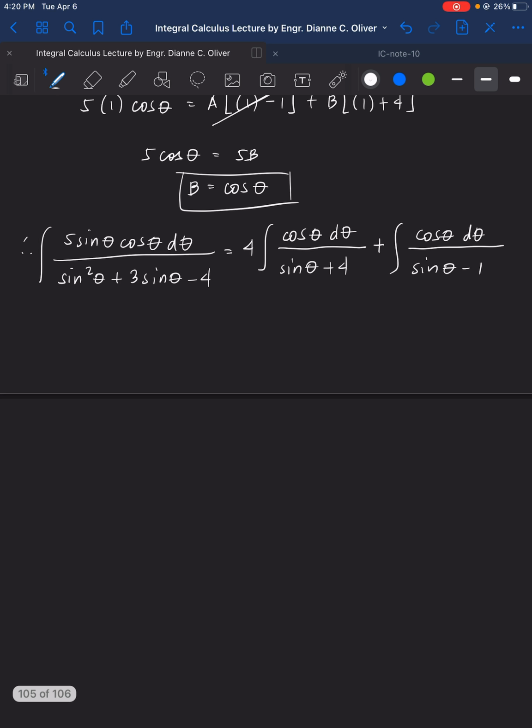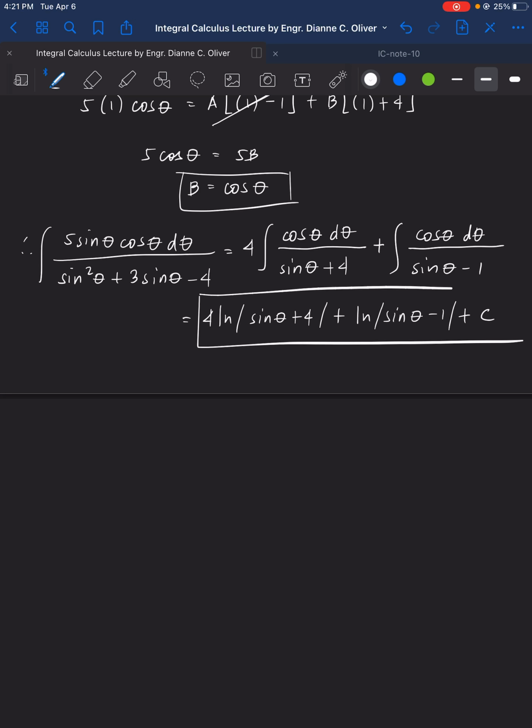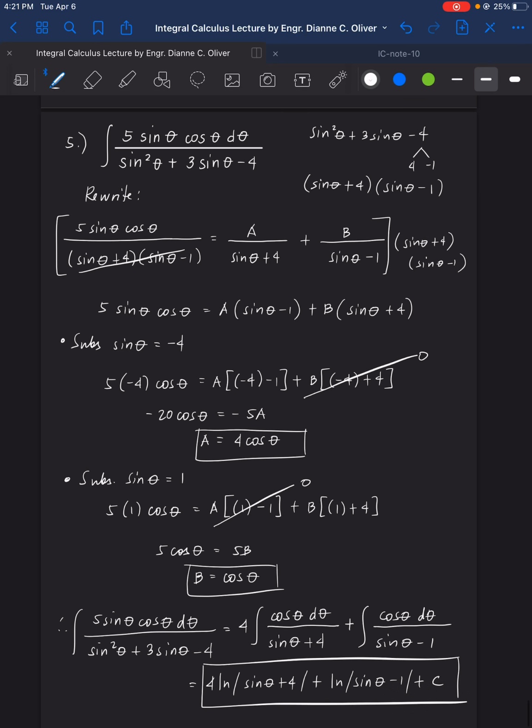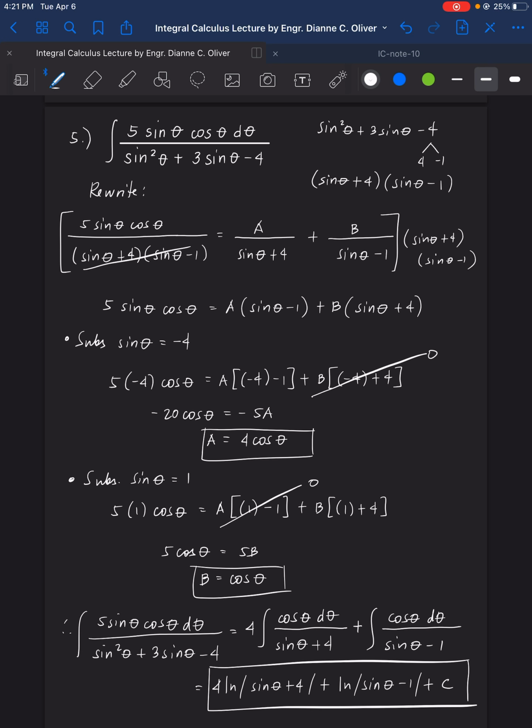So how do we solve that? If we differentiate sine theta plus 4 here, the answer will be cosine theta. Same with the second term. Therefore, this is a logarithmic function: 4 ln of sine theta plus 4 plus ln of sine theta minus 1 plus C. So that's the final answer. So that's for number 5. Okay, that's all for this video.